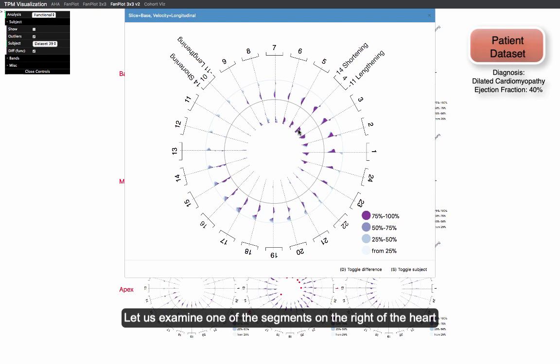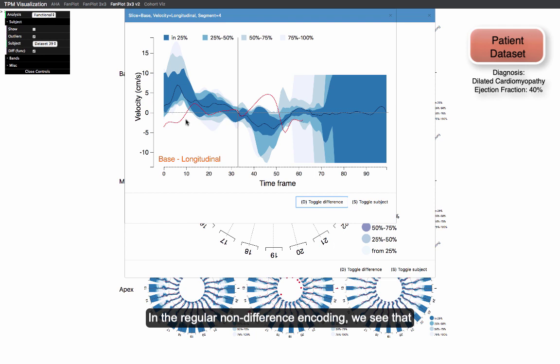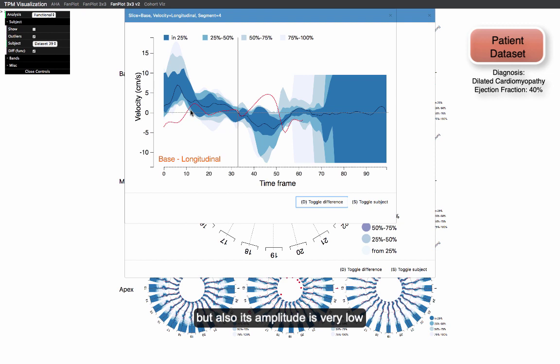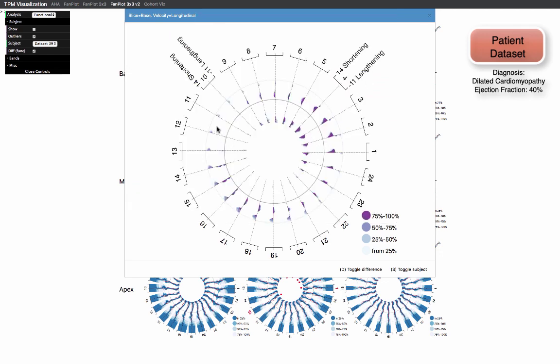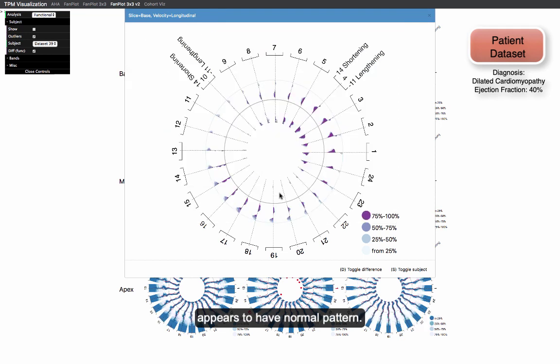Let's examine one of the segments on the right side of the heart. In the regular non-difference encoding, we see that in systole, not only does this segment reach its peak later than the healthy datasets, but also its amplitude is very low, which indicates the low ejection fraction. On the other hand, the segments on the left side of the heart appear to have a normal pattern.